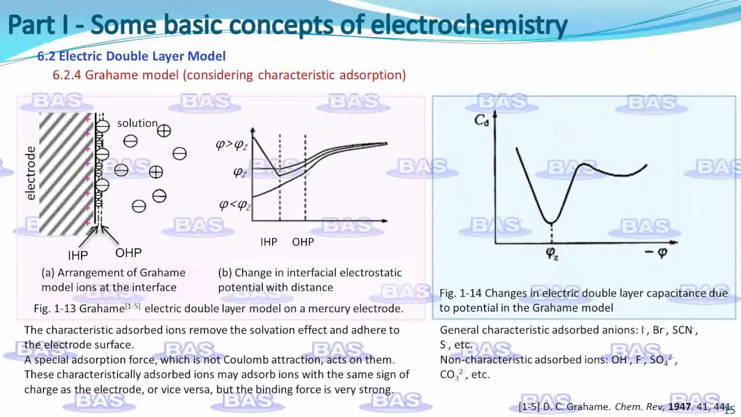In the Stern and Graham models, the potential varies linearly up to the outer Helmholtz plane, and the diffusion layer changes exponentially. Figure 1.14 shows the variation of capacitance with potential for the Graham model, from which it can be observed that the capacitance variation of this model is closer to the actual capacitance variation curve with potential. The characteristics and non-characteristics adsorbed ions are listed below.